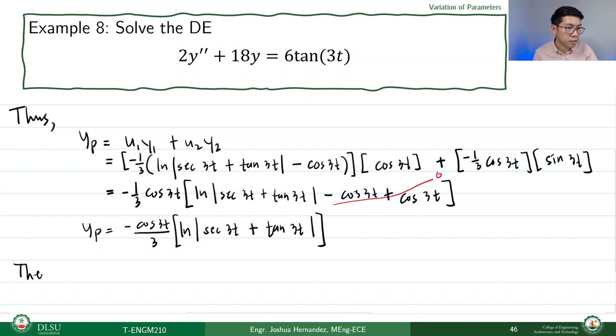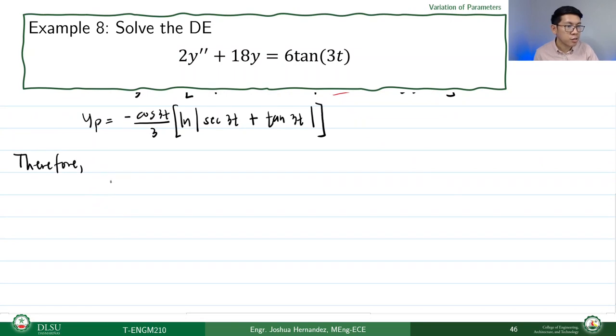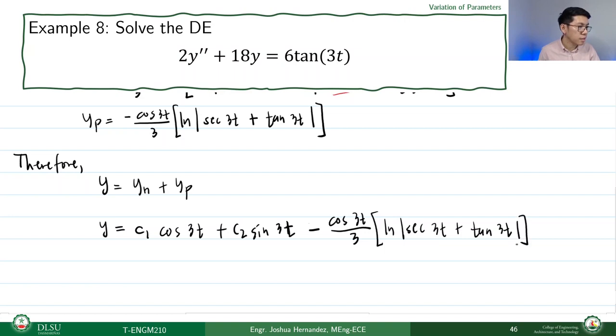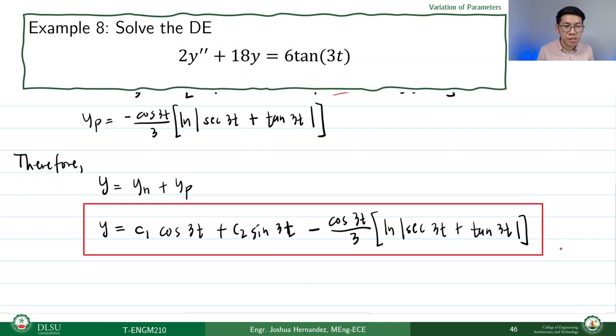And therefore, our general solution y, which is yh plus yp, is equivalent to c sub 1 cosine 3t plus c sub 2 sine 3t plus, or actually minus, cosine 3t all over 3 multiplied by ln secant 3t plus tangent 3t. And that, ladies and gentlemen, whew, is our general solution for our non-homogeneous differential equation. Okay? Let's take a moment to digest that.